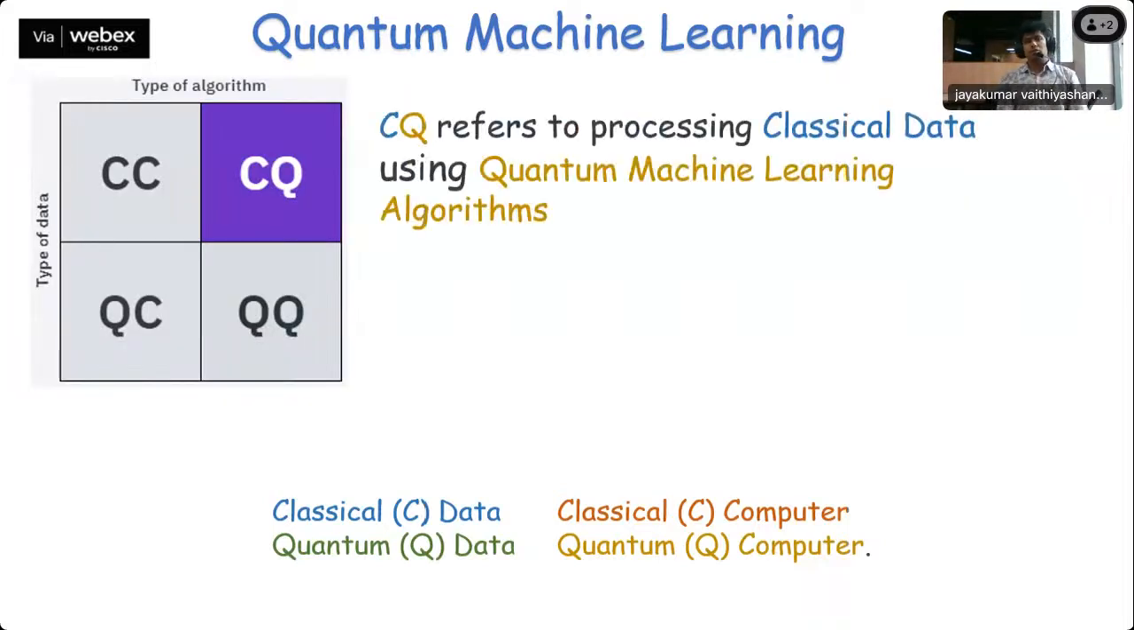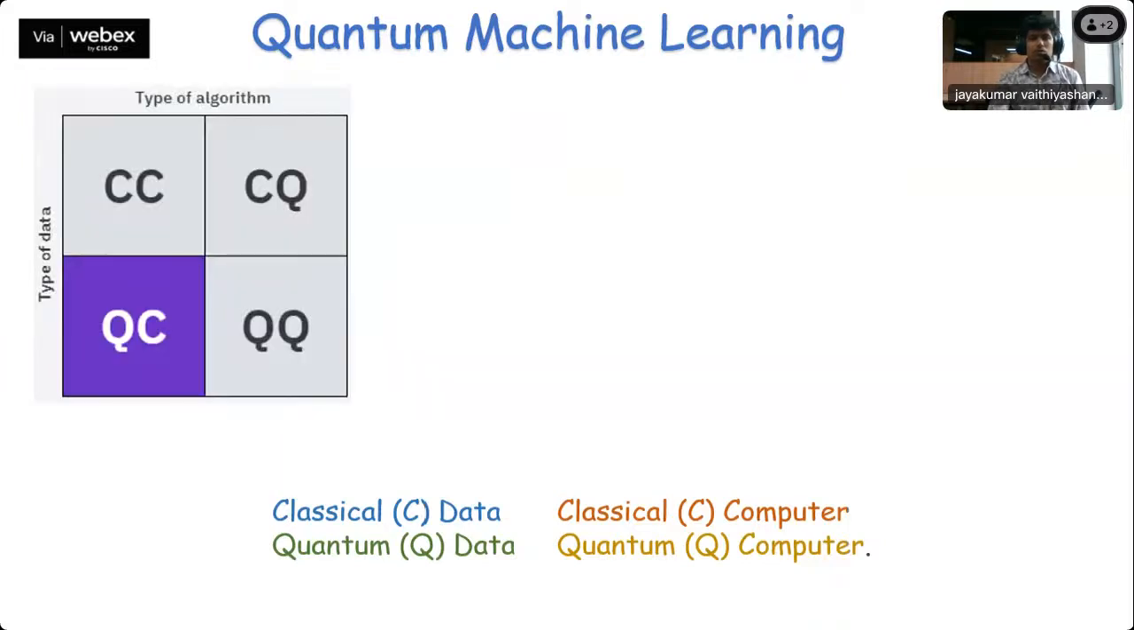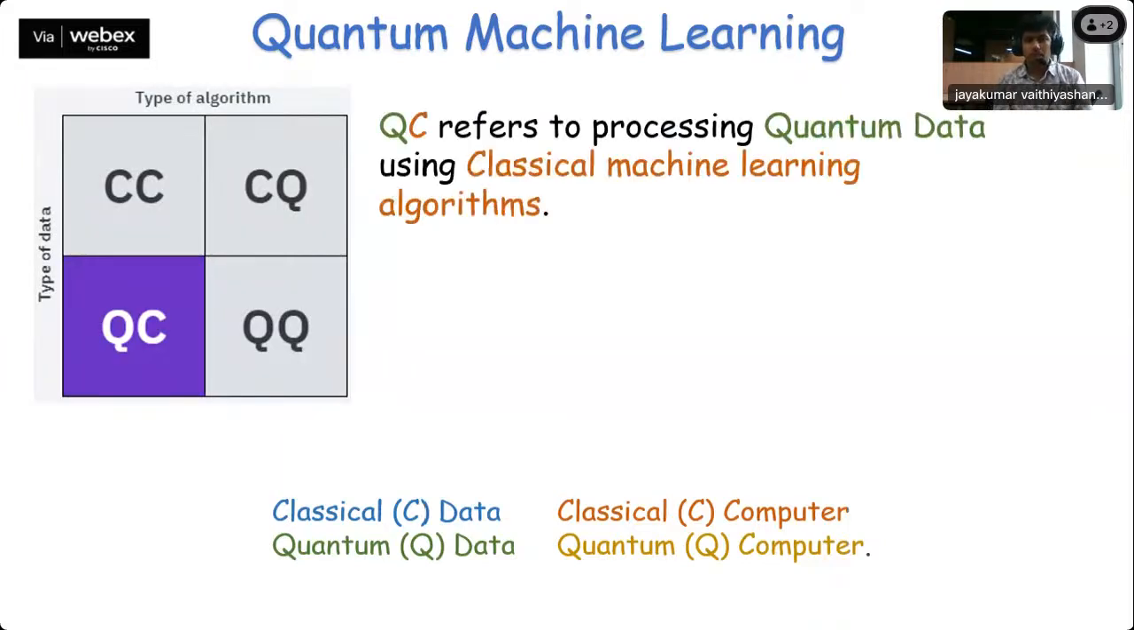The second type is CQ, where you have classical data and you can use a quantum machine learning algorithm. You can use a simulator, maybe on a classical machine or HPC, to achieve CQ. Okay. So the third type is quantum data and classical machine learning algorithm. And here there is a trick. There is a limited amount of quantum data.